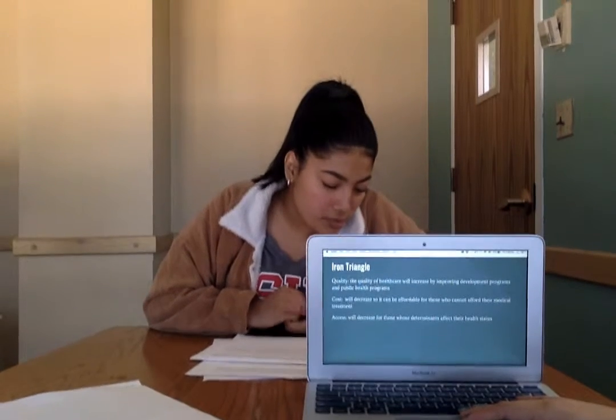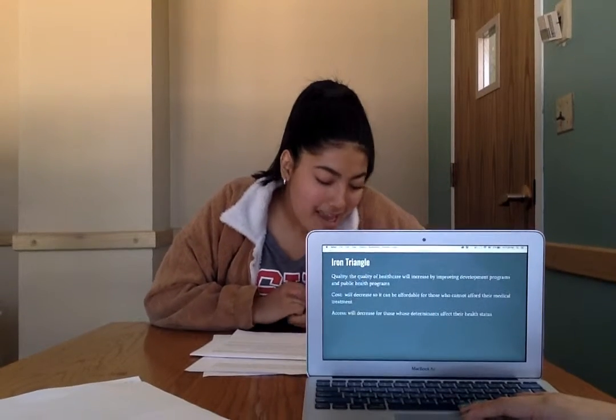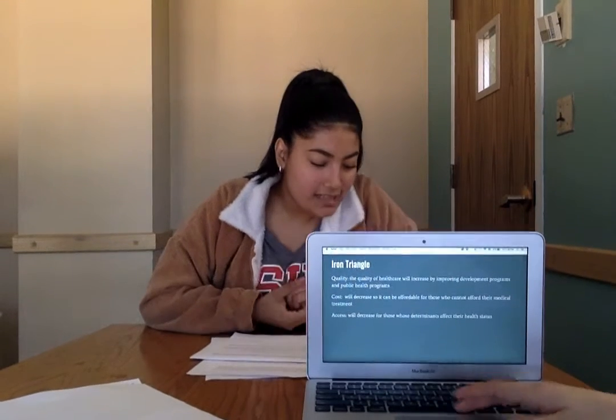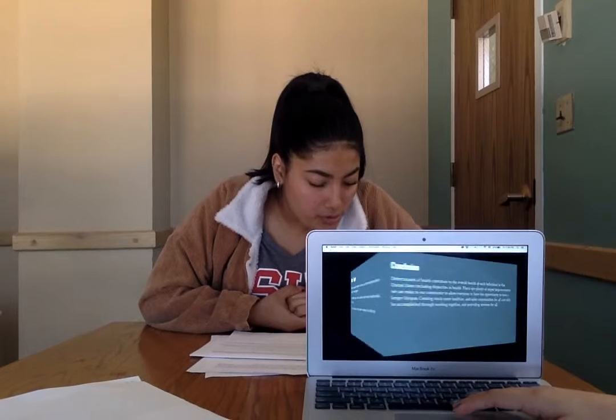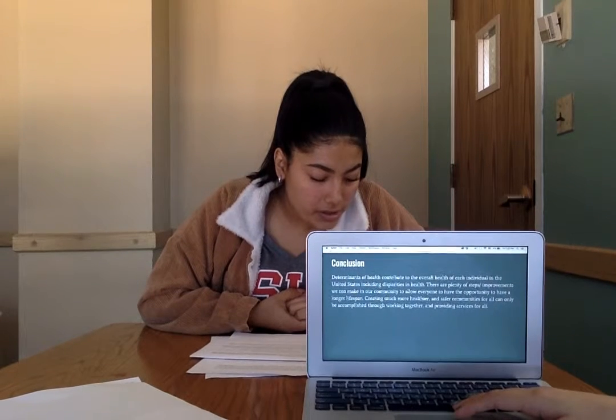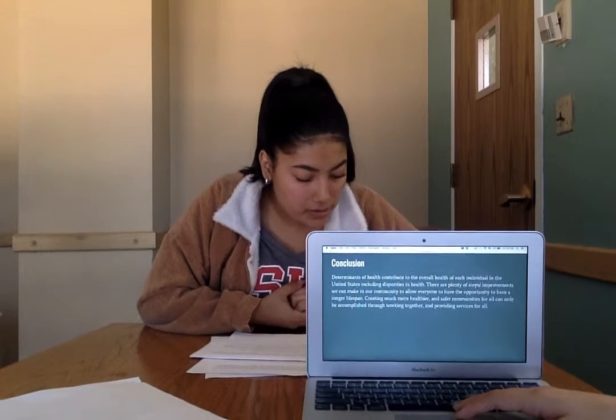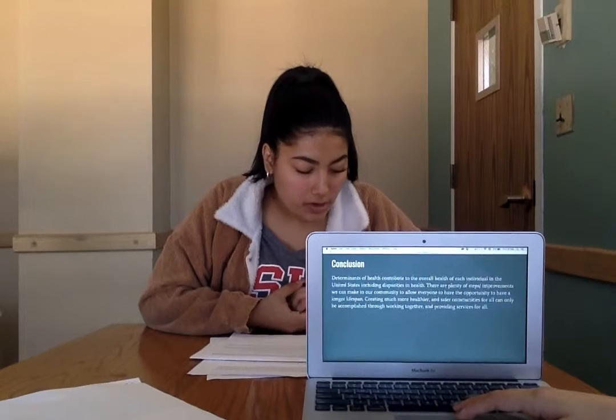And access will decrease for those whose determinants affect their health status. In conclusion, determinants of health contribute to the overall health of each individual in the United States, including disparities in health. There are plenty of steps and improvements we can make in our community to allow everyone to have the opportunity to have a longer lifespan.